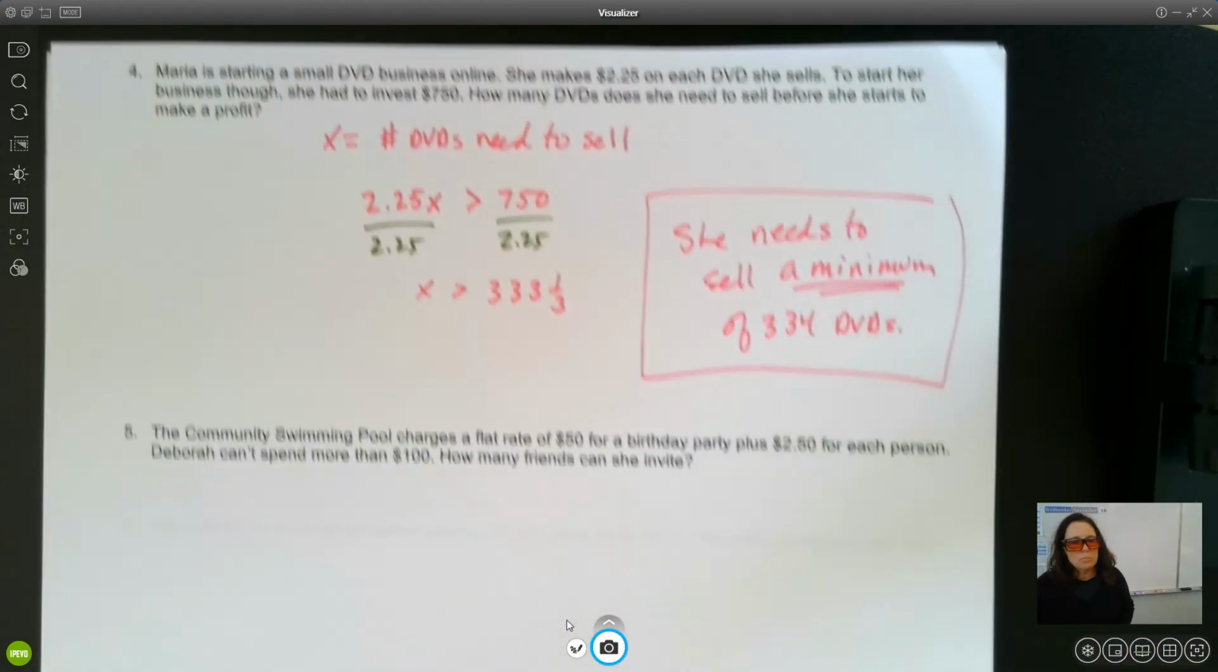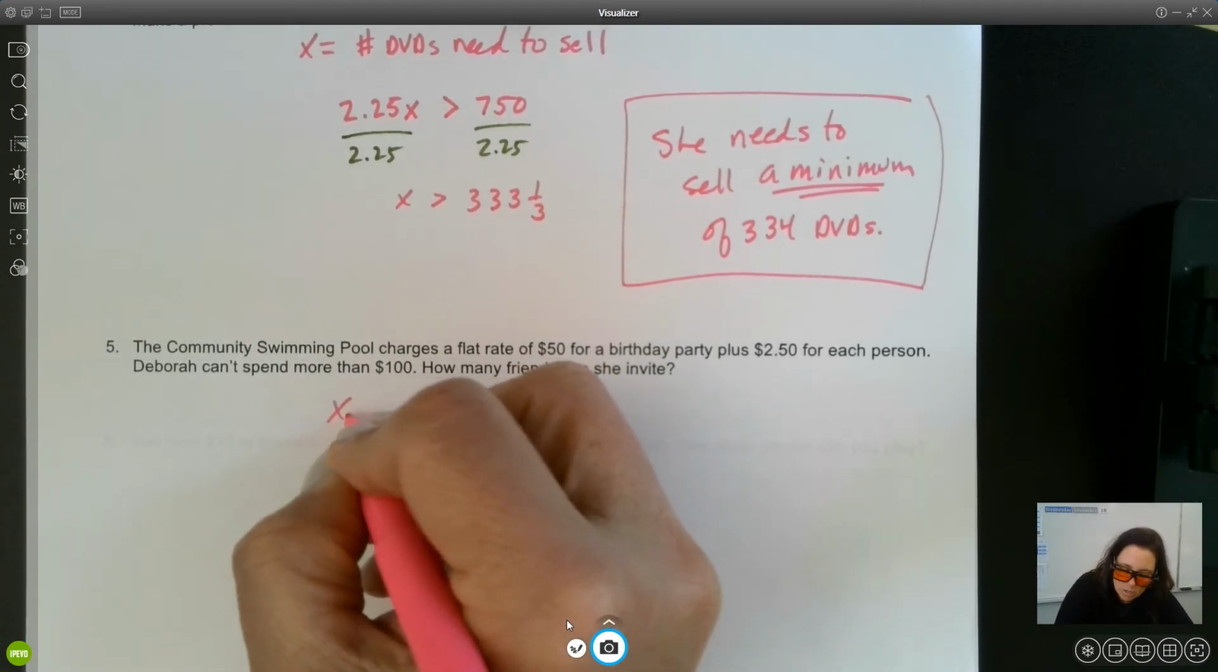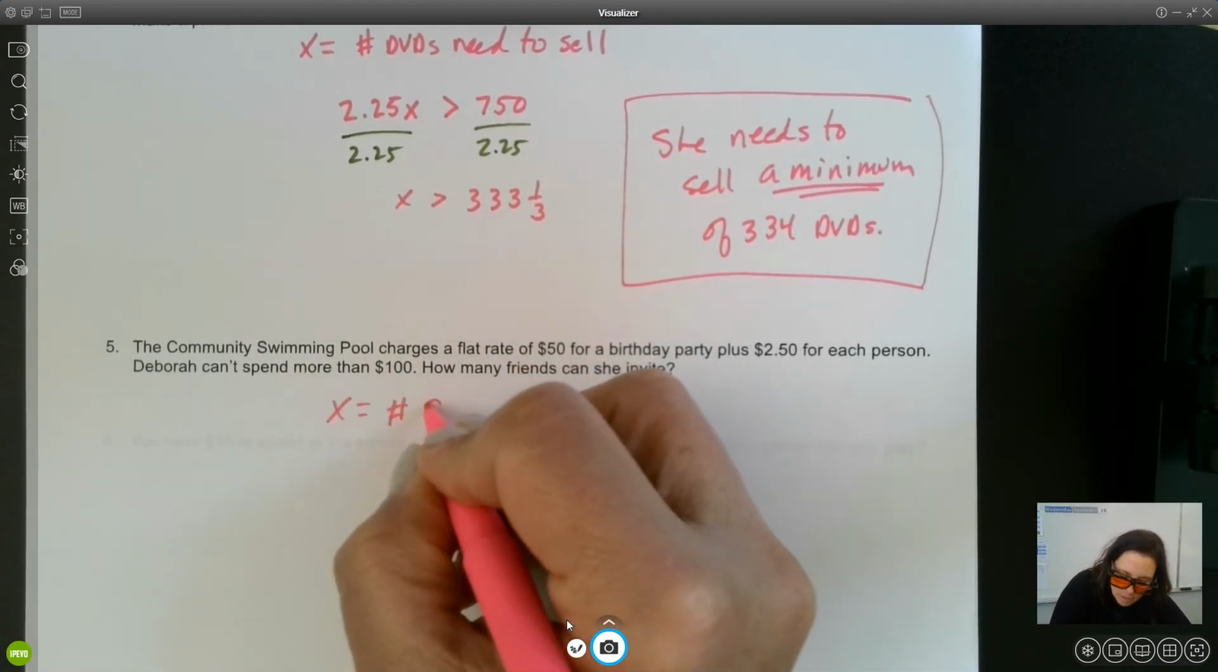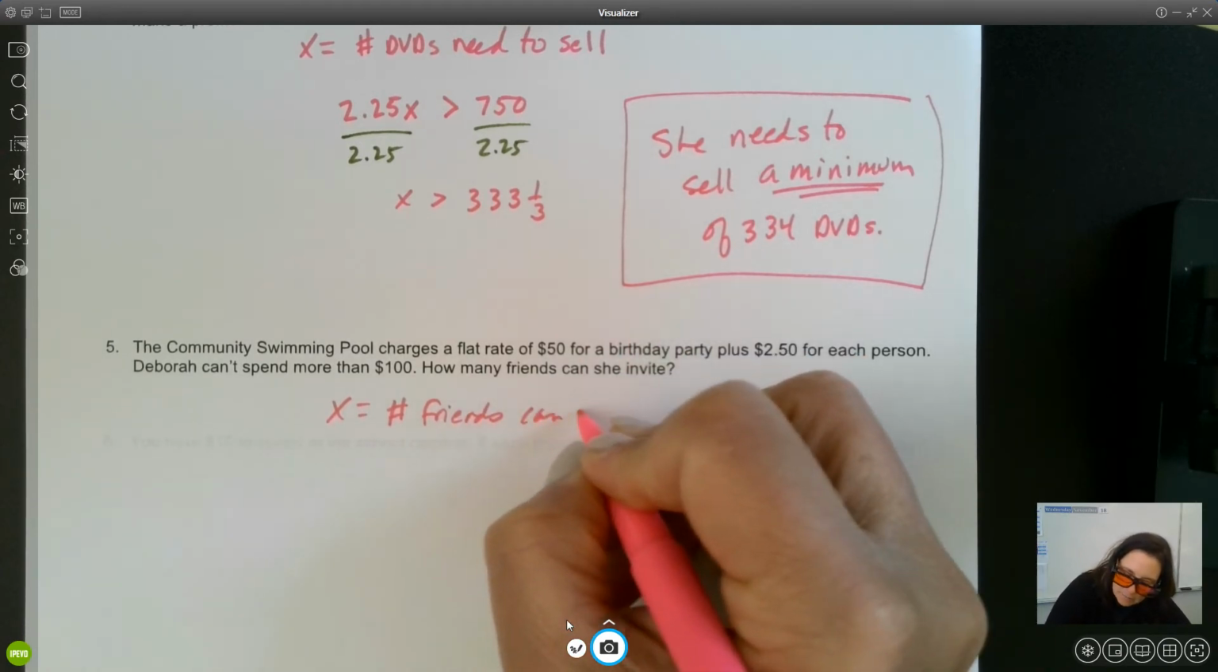All right, the community pool, number 5, charges a flat rate of 50 bucks for a birthday party plus $2.50 for each person. Deborah can't spend more than 100 bucks. How many friends can she invite? All right, well, we don't know the number of friends. Number of friends she can invite.